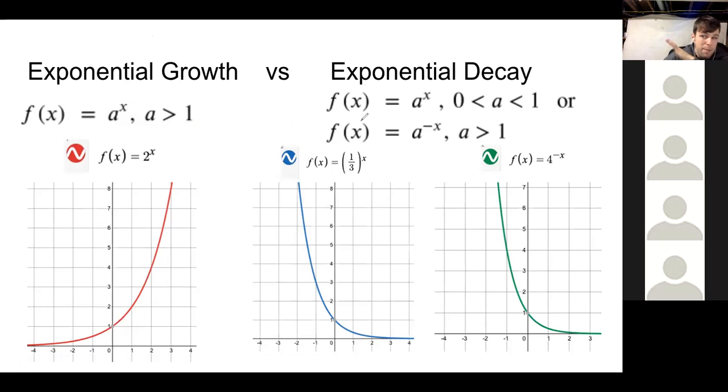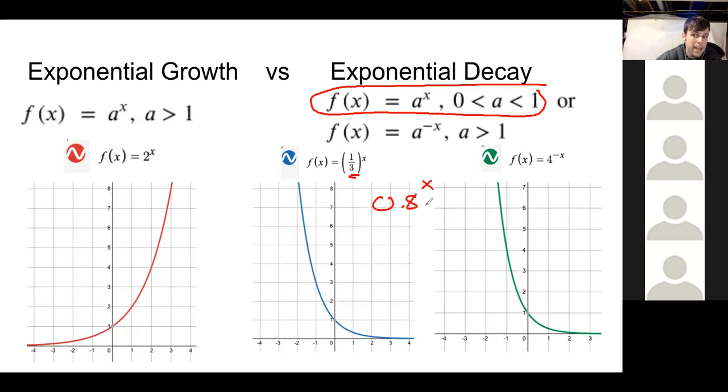Exponential decay can happen in a couple different ways. The most common way is this top one right here, where our a value is between 0 and 1. Our base is between 0 and 1. So it's usually some sort of fraction like 1/3 or 1/2, or it could even be a decimal like 0.8 to the x. Anything like that is going to cause decay, because as you raise fractions or decimals between 0 and 1 to an exponent power, the numbers actually get smaller and smaller as the exponents get bigger and bigger. So it's causing that decrease.